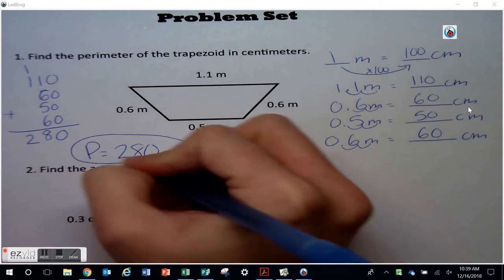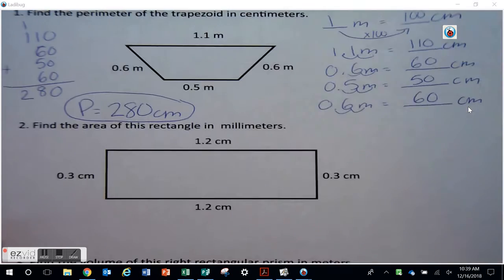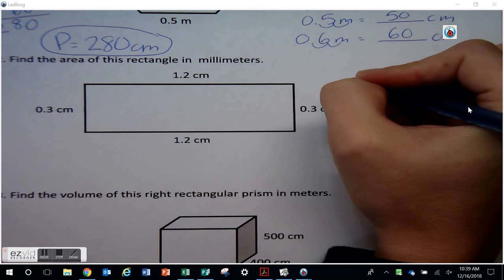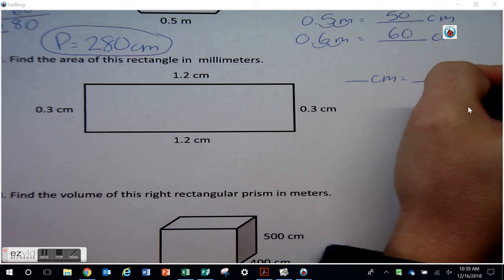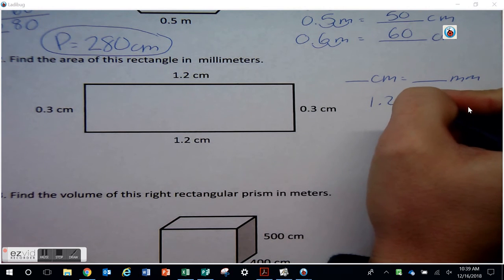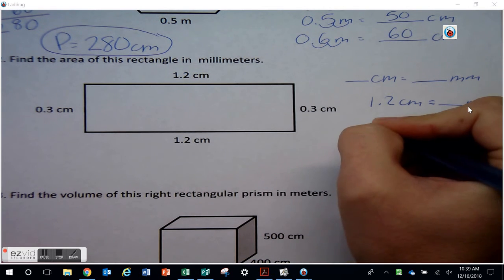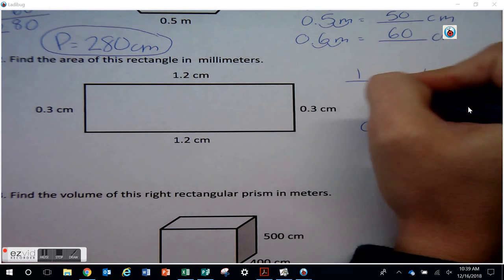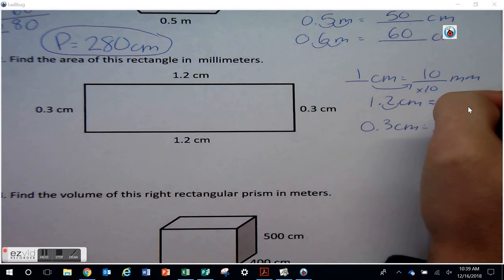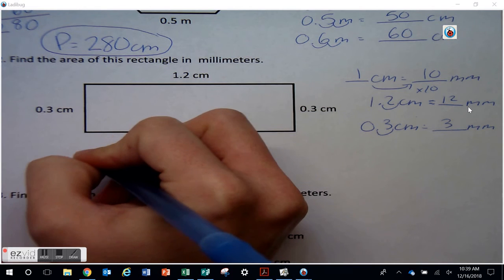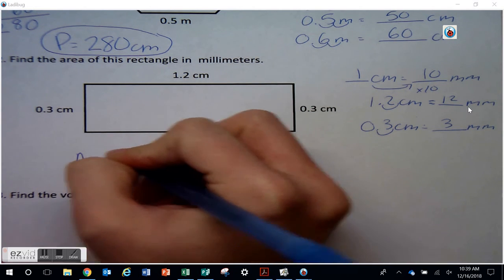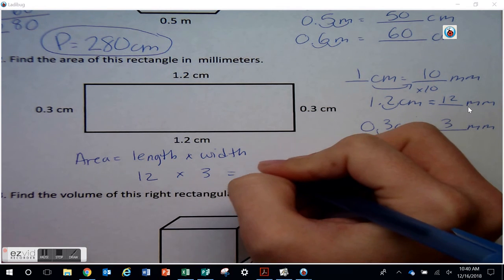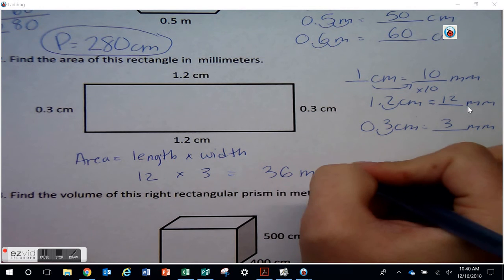Find the area of this rectangle in millimeters. So I'm using centimeters and going to millimeters. 1 2/10 centimeters equals how many millimeters? 0 3/10 centimeters equals how many millimeters? 1 centimeter equals 10 millimeters, so I'm multiplying by 10, getting one place value greater. Area equals length times width. So I'm going to multiply my 12 times 3, and we'll get 36 millimeters squared. That's the area of this rectangle in millimeters.